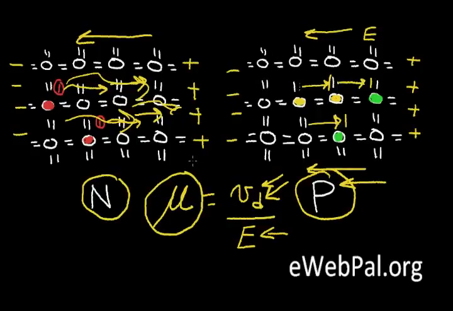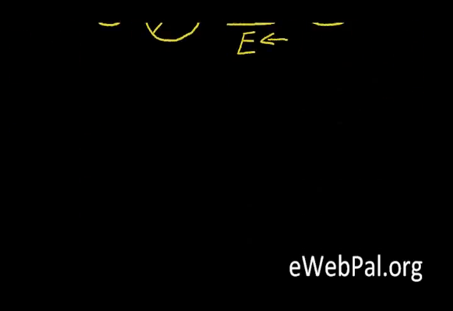So what is the consequence of the mobility of the electrons in the n-type material being greater than the mobility of the holes in the p-type material? Let's explore that a little bit. Let's say I have a surface of a silicon wafer. And this is the wafer thickness.